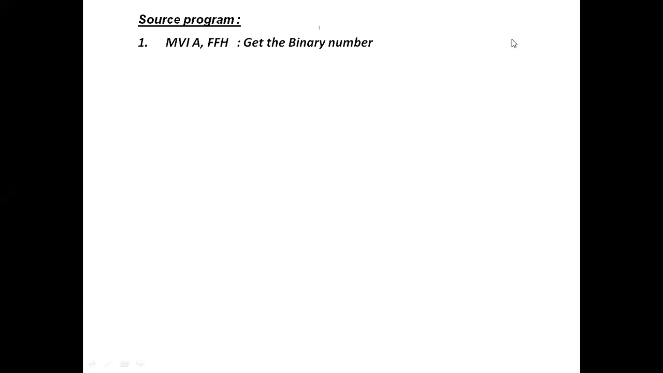So how will the program work? First of all, we have to get the binary number. Here I am taking an example of 255 itself. So we are taking an example of 255, and this 255 is equivalent to FF hexadecimal number. So we have taken FF. Now FF is stored in the accumulator.